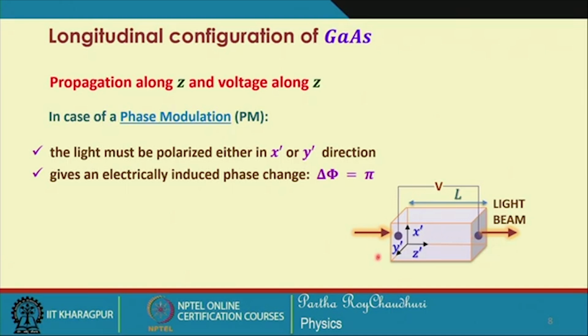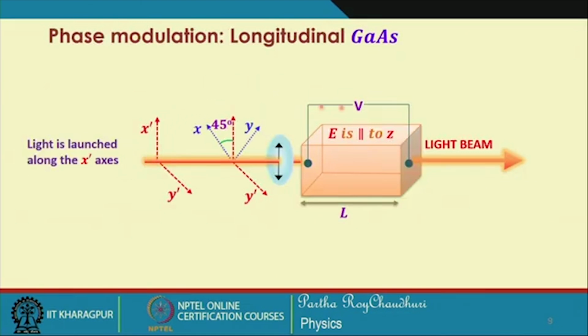There will be one polarizer, which will launch the light along the desired polarization axis, say x prime or y prime. Okay, so this is the configuration. Light will be launched along the x prime axis or the y prime axis. This is your x dash, x prime axis, this is y prime.